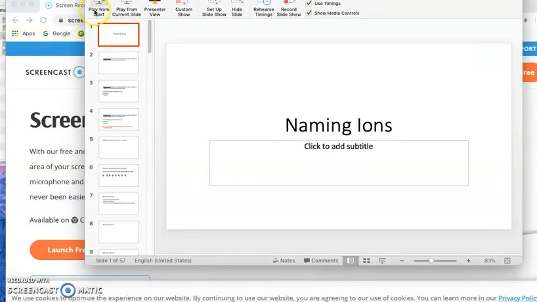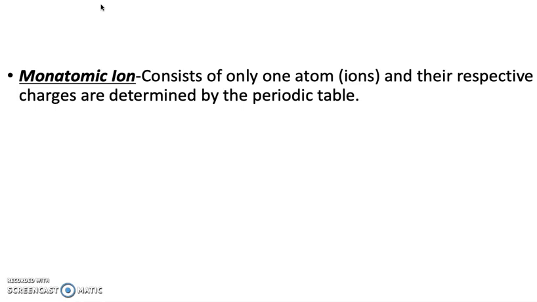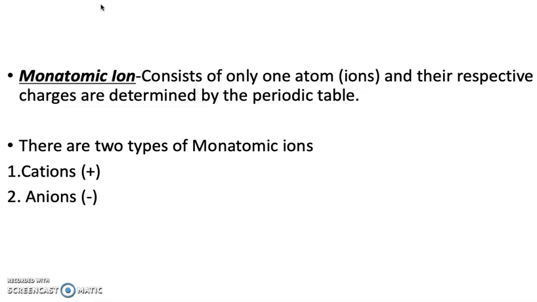Hey guys, in this video we're going to talk about naming ions, which is actually pretty easy, but there's a little differentiation to it, and ions start out real small and they get pretty big. Okay, monatomic ion. What is it? It's a single ion, but it consists of only one atom, and the respective charges are determined by the periodic table. Now there are two types of monatomic ions. Positive and negative. So the positive is cation, negative is anion.